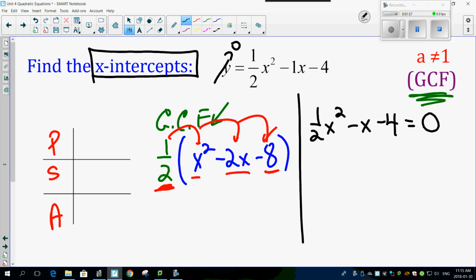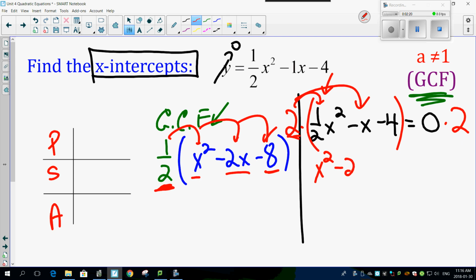Do you remember last year in systems of equations in Math 10C how we got rid of that half? Do you remember? We multiplied both sides by 2, right? So half of 2 becomes, guess what? x squared. 2 times minus x is minus 2x. 2 times minus 4 becomes minus 8, equaling 2 times 0, which is 0.